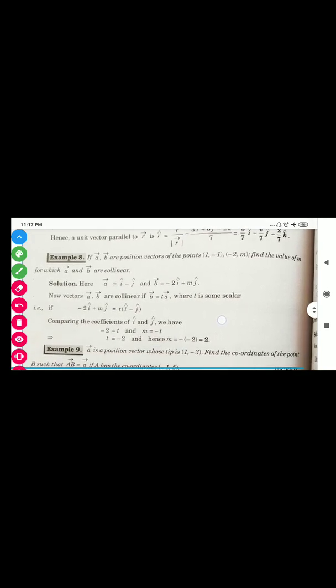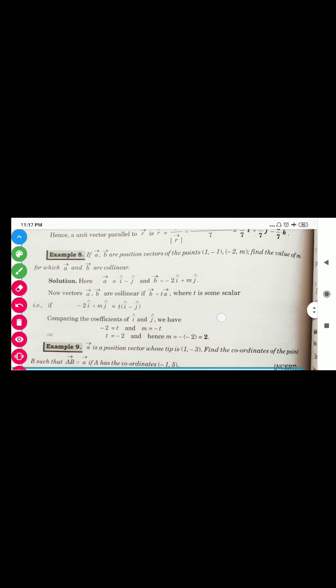Collinear means both the vectors are equal but differ only by some constant. So here we can write b vector equals t times a vector, where t is some scalar. By putting the values and comparing, we get minus 2 equals t and m equals minus t. So t is minus 2. By putting the value of t, we get m equals 2. In this way, this is your required result.